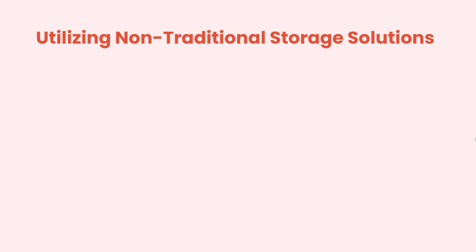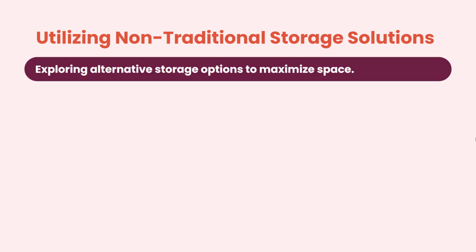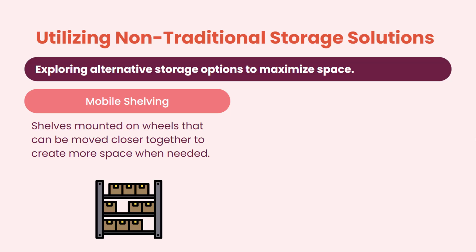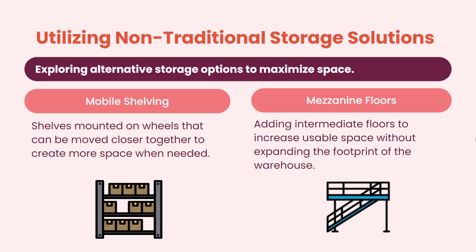Seventh is utilizing non-traditional storage solutions, where you explore alternative storage options to maximize space. First feature is use of mobile shelves, where shelves are mounted on wheels that can be moved closer together to create more space when needed. And second is adding intermediate floors, which is called mezzanine, to increase usable space without expanding the footprint of the warehouse.